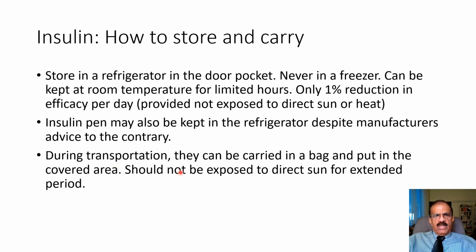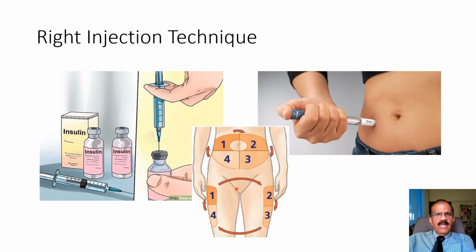During transportation, they can be carried in a bag and put in a covered area in the car, like the glove box, and should not be exposed to direct sun for an extended period of time. Now these are some examples: insulin vials, insulin pens, and these are the sites where you can inject.